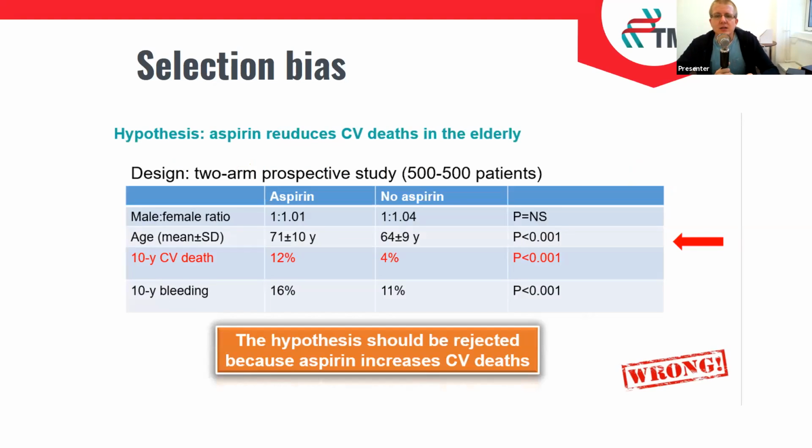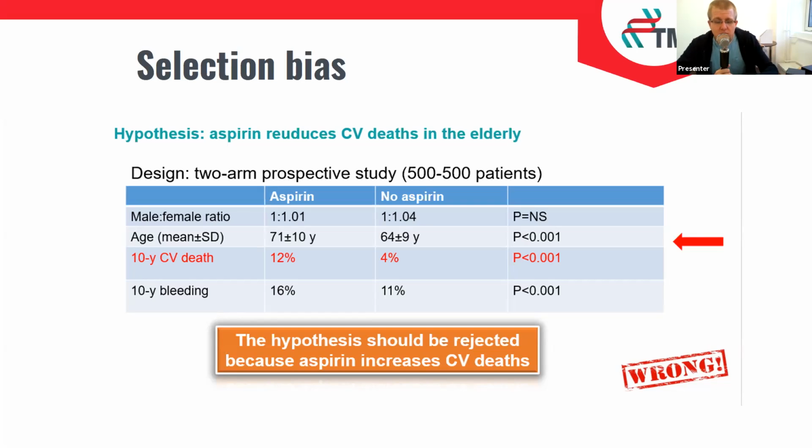Now, that was the example I showed you yesterday about the selection bias in observational studies, because that was a true prospective cohort study where aspirin was tested against placebo or no aspirin. The hypothesis was that aspirin reduces CV deaths within 10 years in the elderly. Based on the results, the hypothesis should have been rejected because aspirin increased CV deaths among the patients tested. I told you that this analysis was biased because those allocated to the aspirin group were older than those not receiving aspirin. So it's no wonder that they died more often.